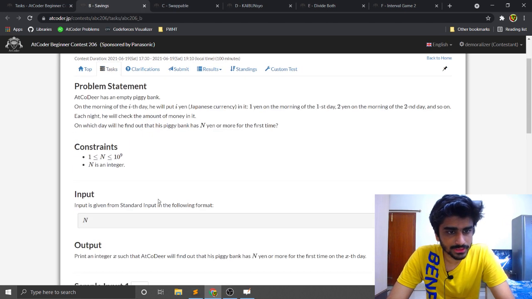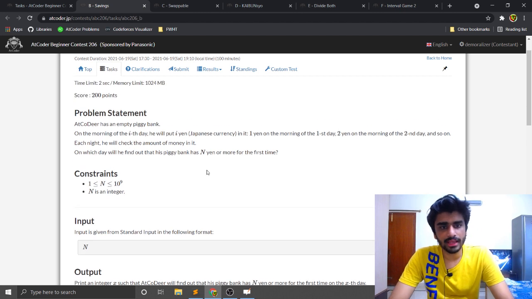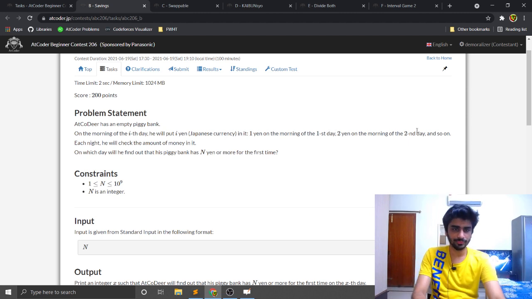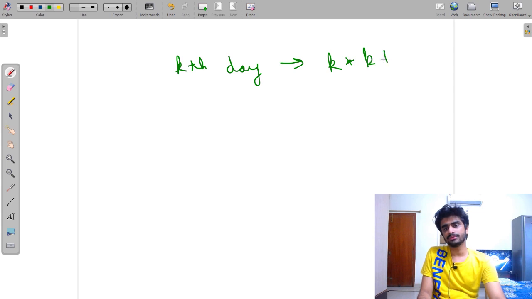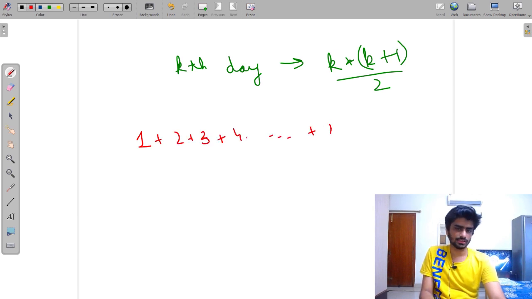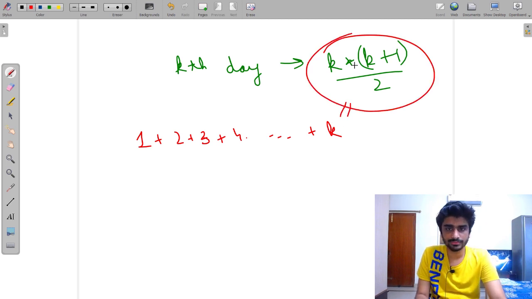So now I have problem B. Even this was simple. What's happening is, on the first day you get 1, on the second day you get 2, on the third day you get 3, and so on. So we can say that on the kth day you will have k times (k plus 1) divided by 2, right? Because this is like an AP, the sum 1 plus 2 plus 3 plus 4 till k equals k times (k plus 1) by 2.